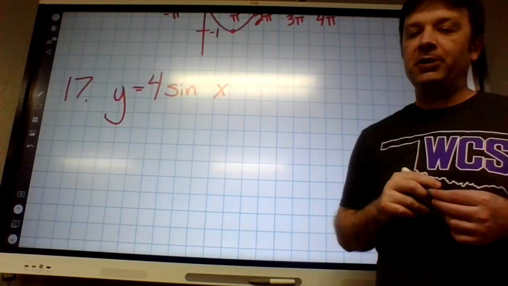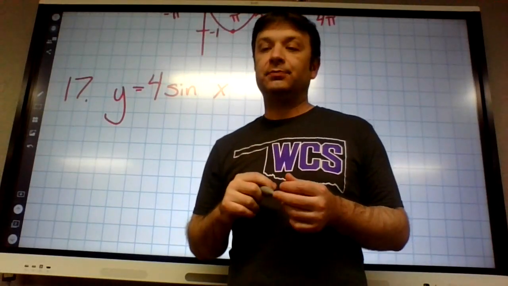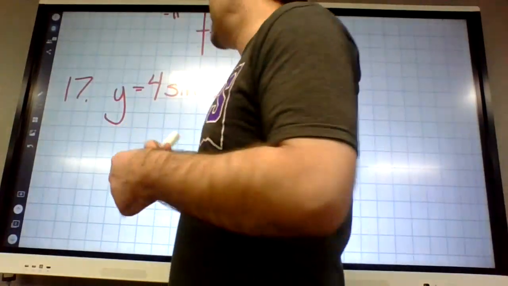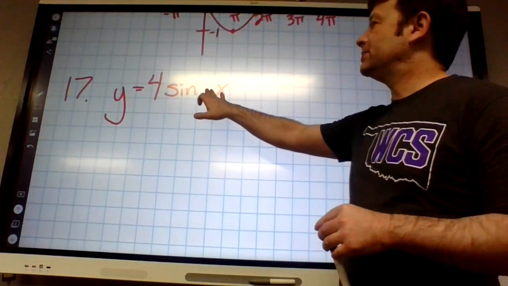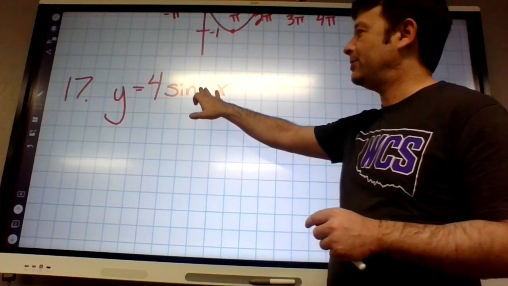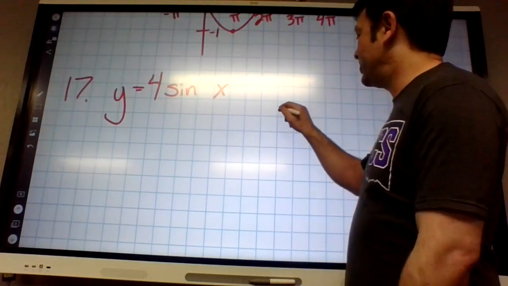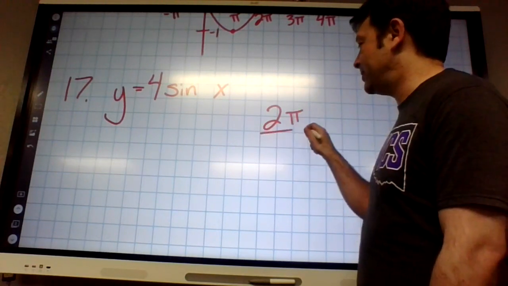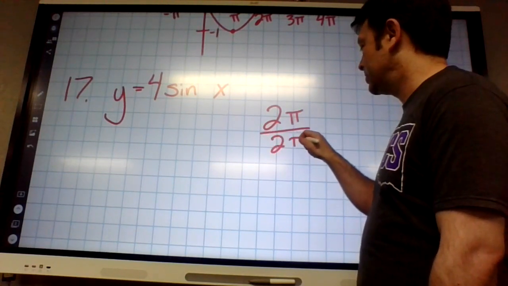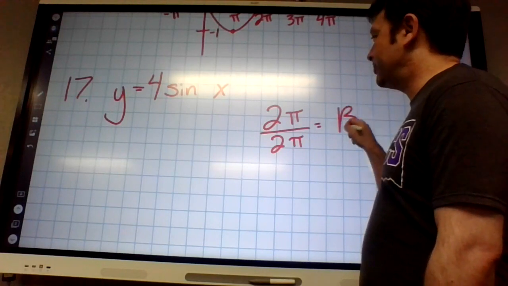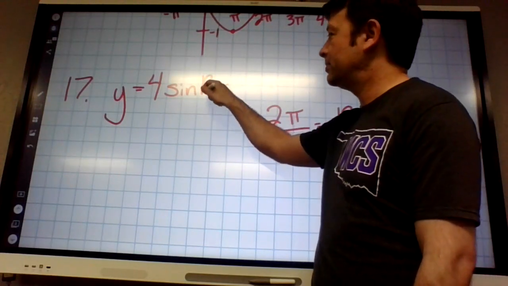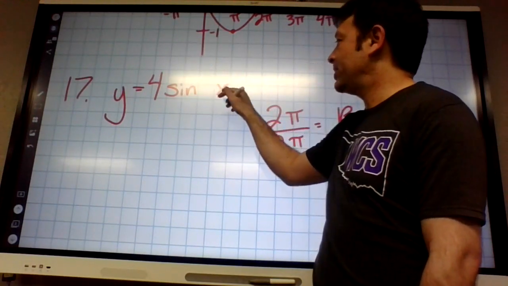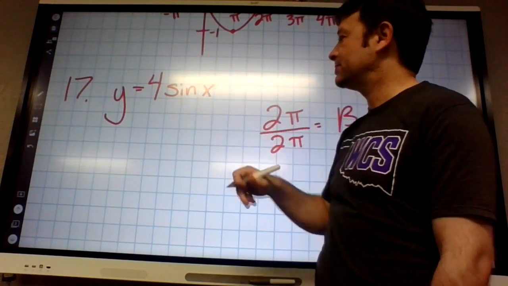Okay, what is the period of number 17? It's 2 pi, which is normal. Okay, so if it's a normal 2 pi period, I don't really need anything in front of the x. But basically what you do is you take 2 pi, your normal period, you divide it by the actual period, and that will give you the number that's supposed to go right here. Okay, but in this case the number is 1, so if the period is 2 pi, you don't have to fix anything.